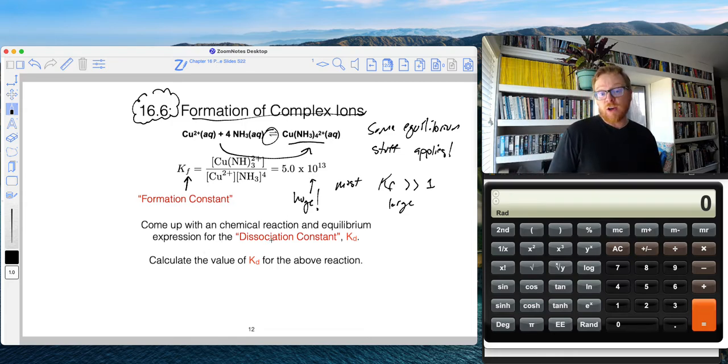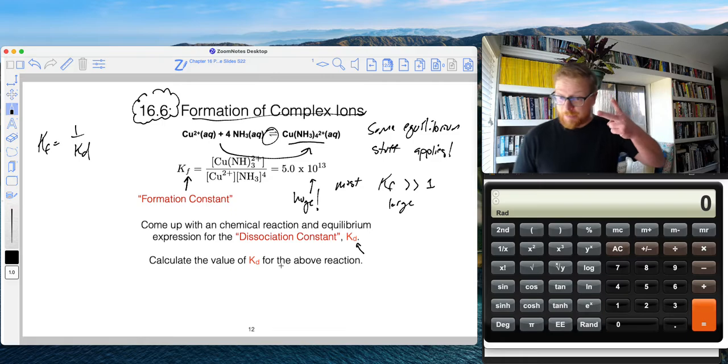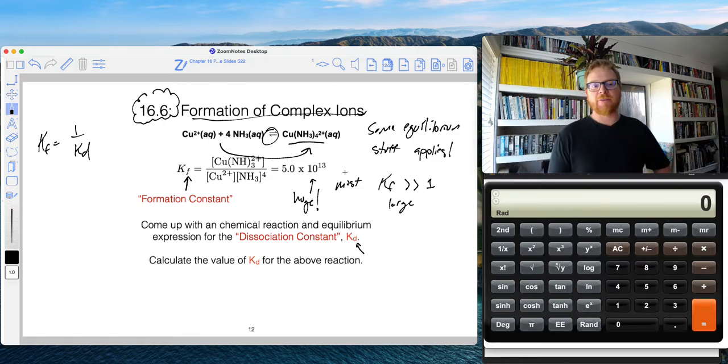Okay. So we can also come up with the dissociation constant, Kd. And as I'll just show right away, Kf equals 1 over Kd. So for this one, it says calculate the value of Kd for the above reaction. Well, they're the opposite of each other. So if Kf is really large, that means Kd is going to be really small. So I could write Kd is 1 over Kf.